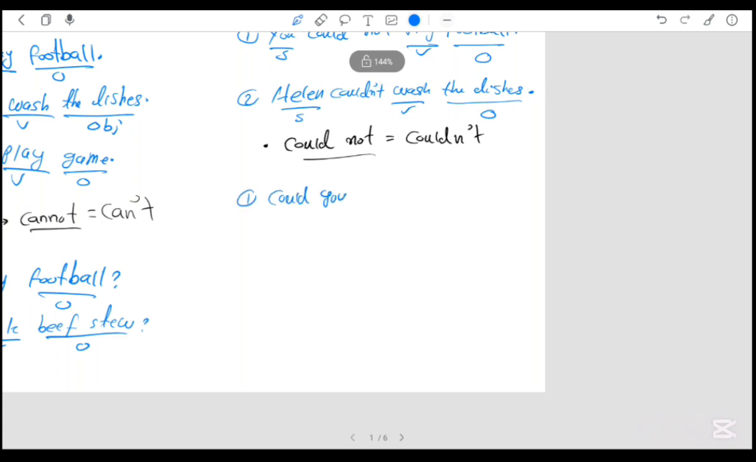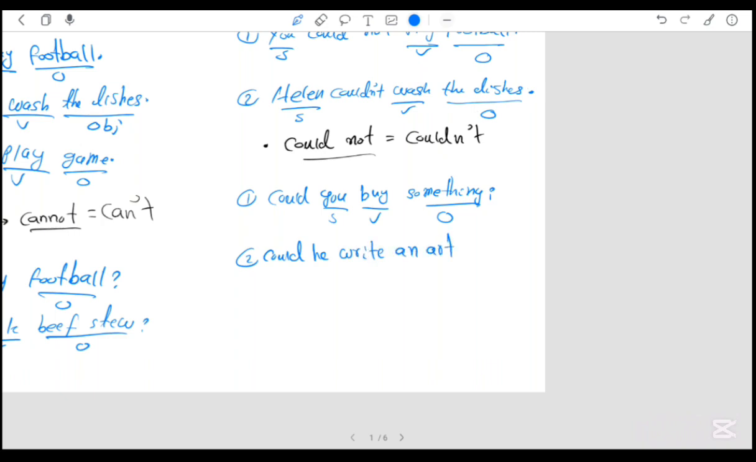Let's say, could you buy something? Okay. Could you buy something? So we have here subject, verb, and object. Or let's say, could he write an article? Could he write an article? So we have subject, verb, and object. It means, was he able to write an article, or did he have the ability to write an article?